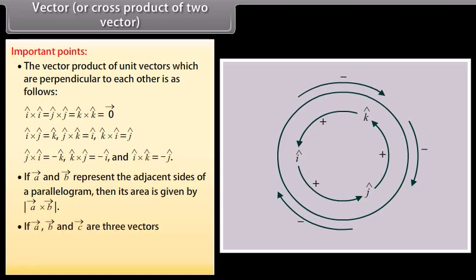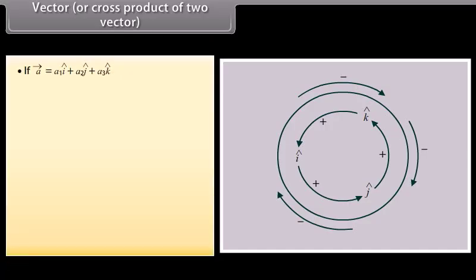If vectors A, B and C are three vectors, then vector A cross (vector B plus vector C) equals vector A cross vector B plus vector A cross vector C. If vector A is equal to A1 î plus A2 ĵ plus A3 k̂, and vector B equals B1 î plus B2 ĵ plus B3 k̂.